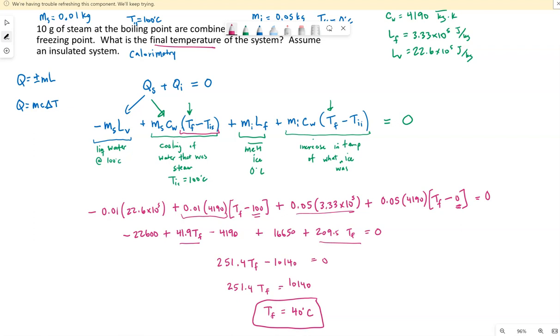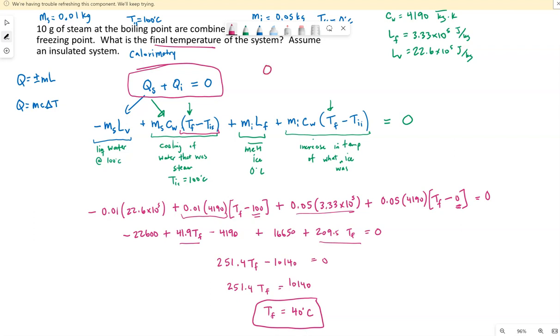Now, one other side note, let me write it over here. Calorimetry is when we're saying all of the energy exchange is happening within the system. Because the steam is hotter, the ice is colder, they're going to exchange energy. The steam will cool off, condense and cool off, while the ice will melt and warm up.